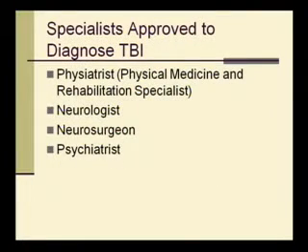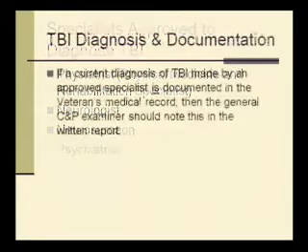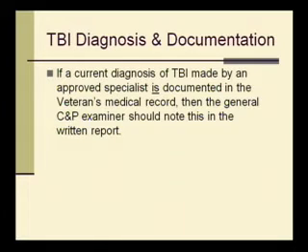That diagnosis can only be made by one of the following specialists: a physical medicine and rehabilitation specialist, a neurologist, a neurosurgeon, or a psychiatrist. A current diagnosis of traumatic brain injury made by an approved specialist must be documented in the veteran's medical history, in the C-file, CPRS records, DOD records, or in another location.